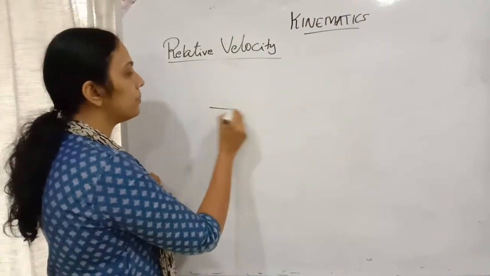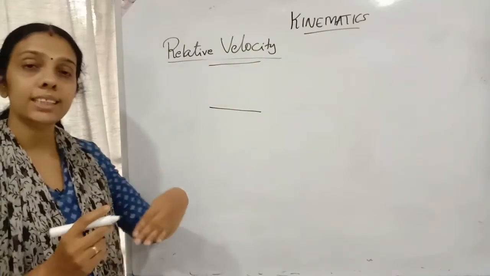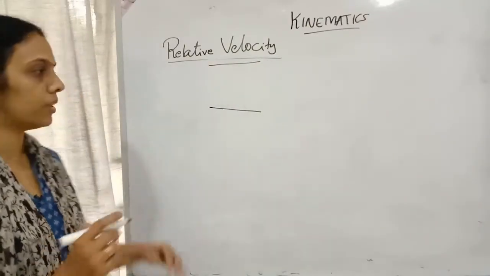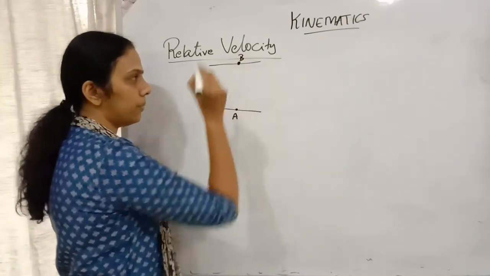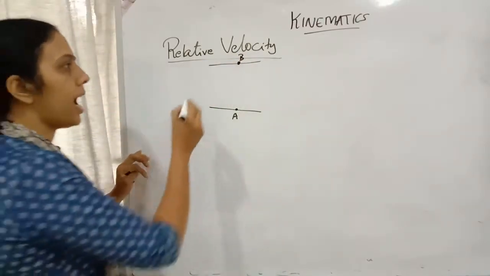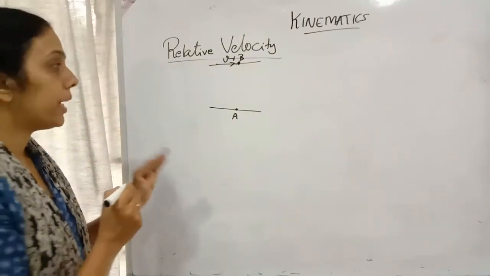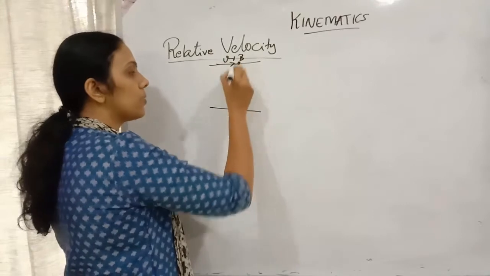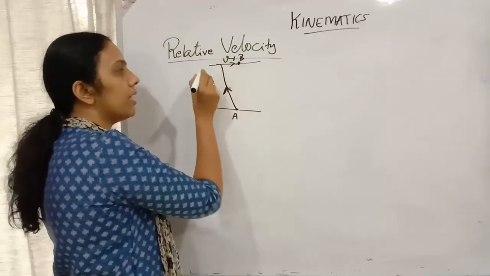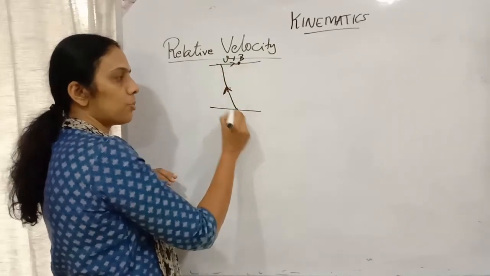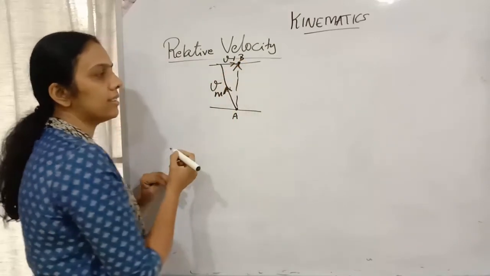Here this is a river. A man wishes to cross the river to the exactly opposite side. That means if a person is here and he wants to reach the point B, and the river has a velocity VR, then he should make an angle theta with respect to the vertical. He should move in this direction. Then because of the river current, he can reach this point. This is the velocity of the man. Then the relative velocity will be acting in this direction.